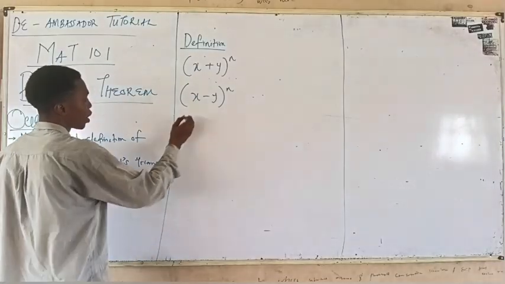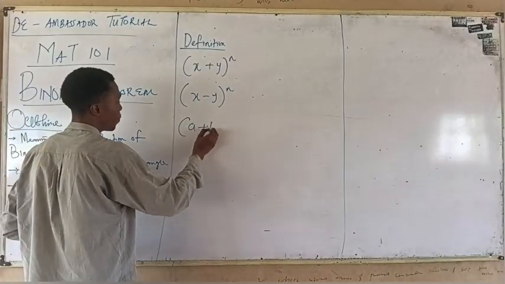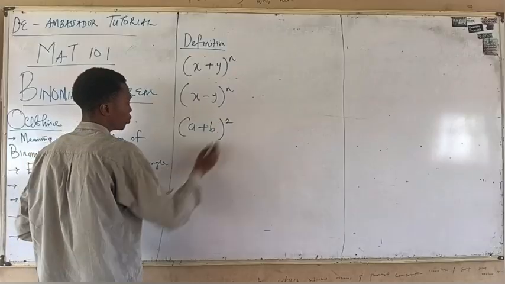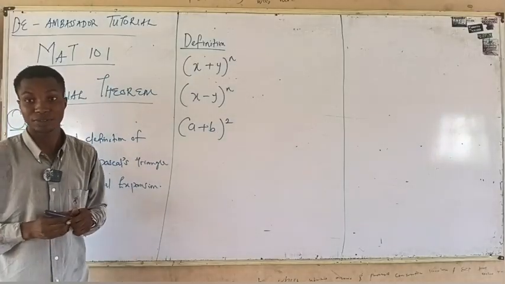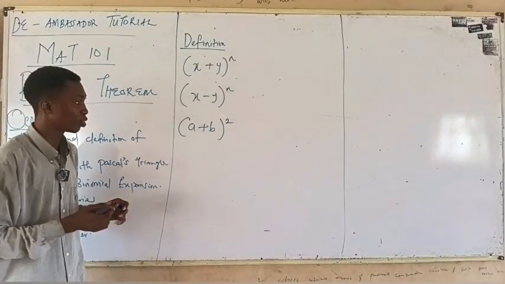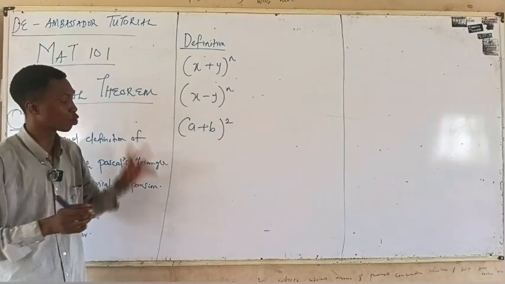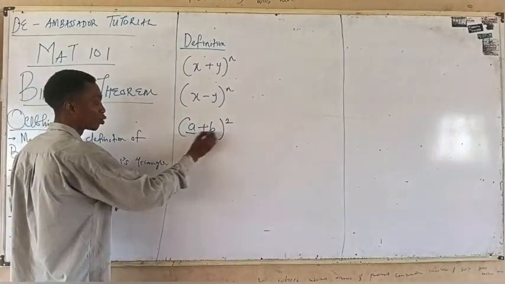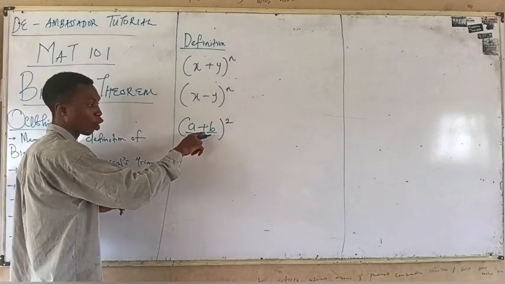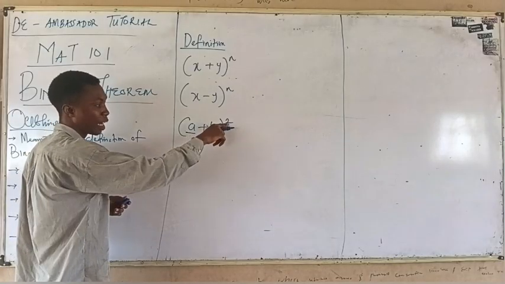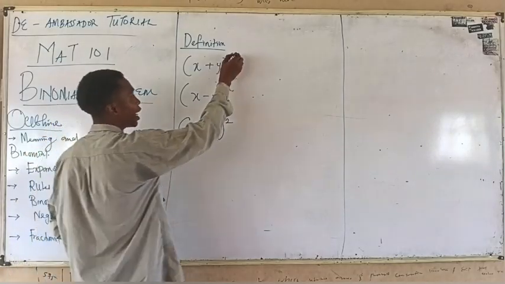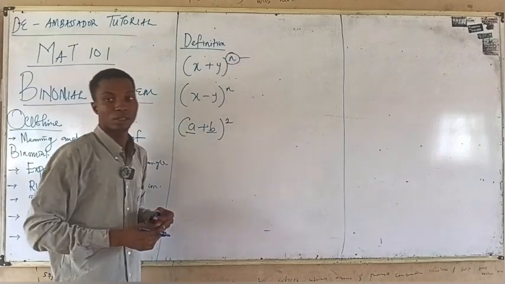Now for instance, let's look at something like this. If I should have a plus b in the power of 2, is it binomial? Yes. Okay, why is it binomial? I said two terms. It means 1, 2. Separated by what? Plus or minus sign. Then the power of what? N. This n here can be any value.